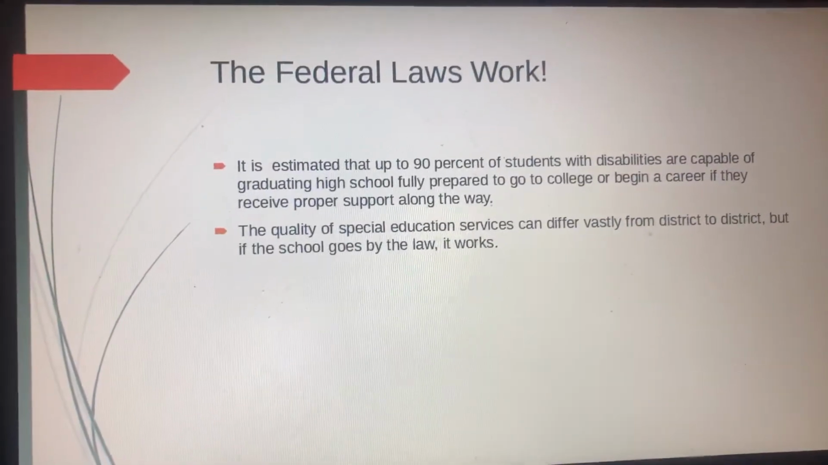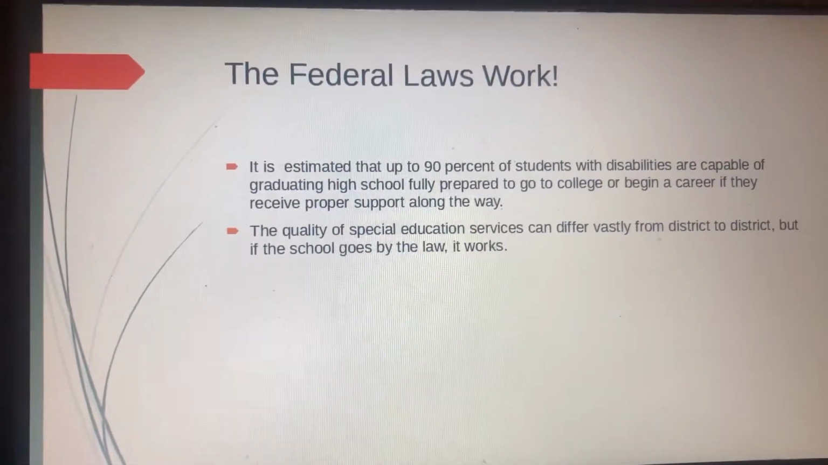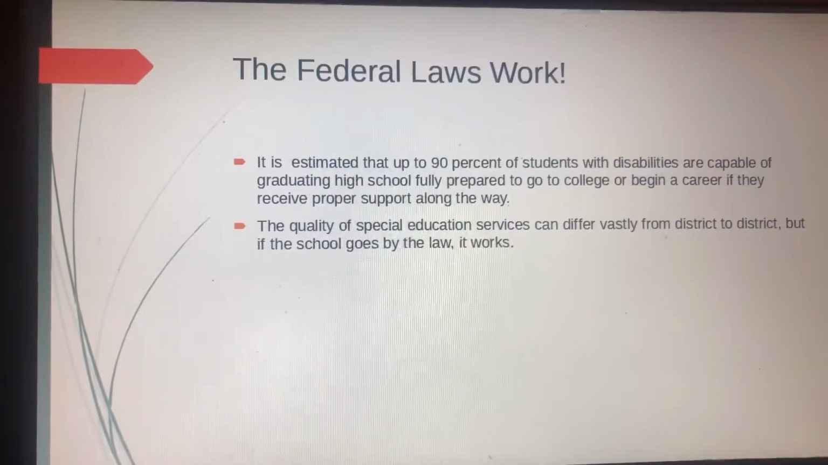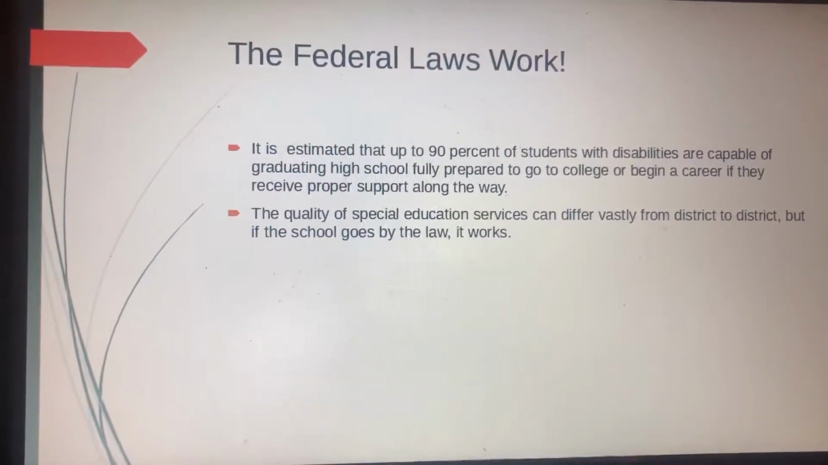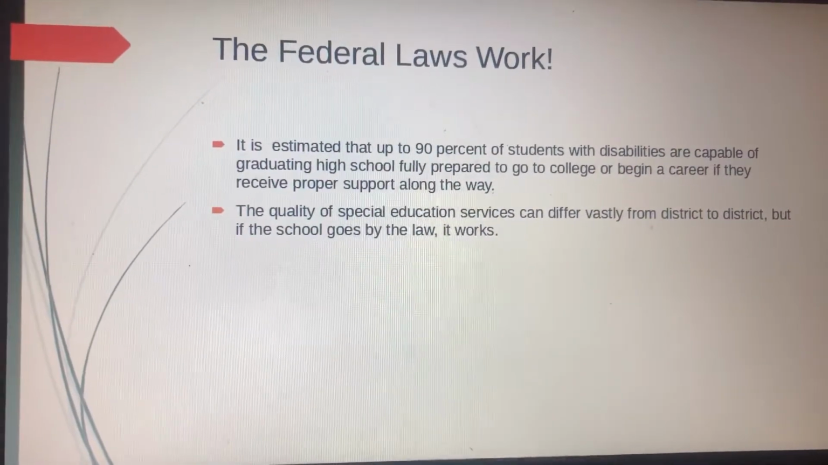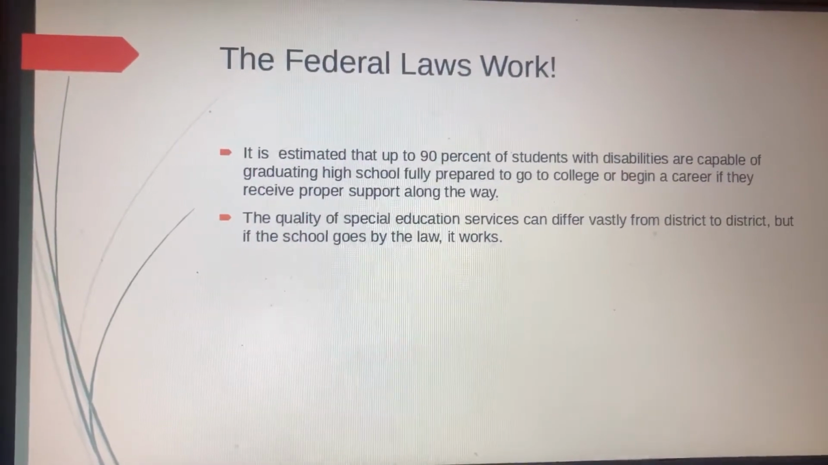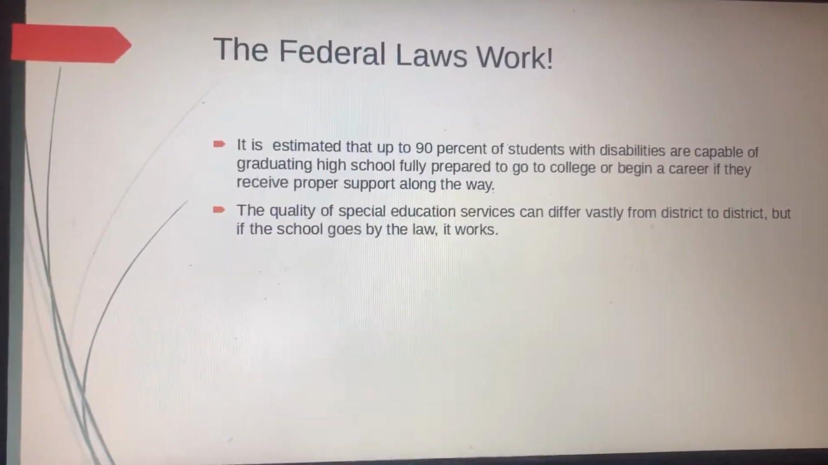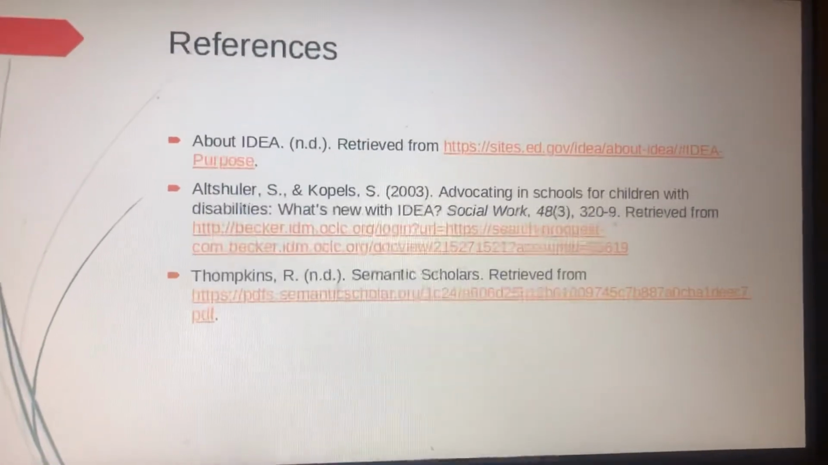Lastly, the federal laws work. It's estimated that up to 90% of students with disabilities are capable of graduating high school, fully prepared to go to college or begin a career if they receive proper support along the way. And the quality of special education services can differ vastly from district to district, but if the school goes by the law, it does work for the child. And that's it.